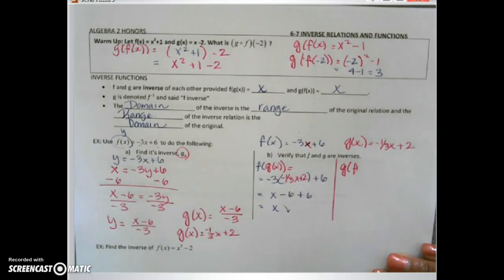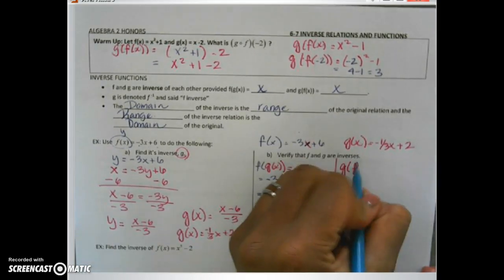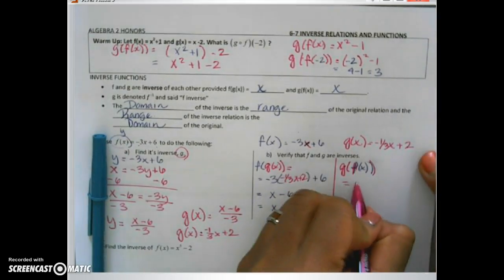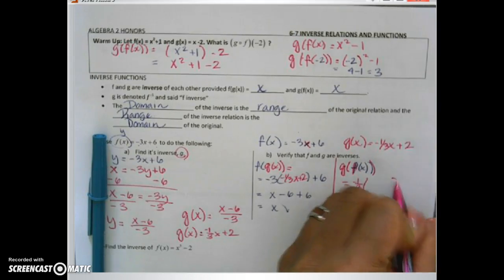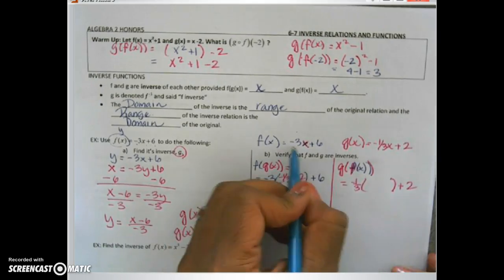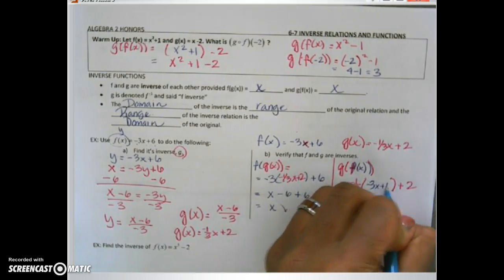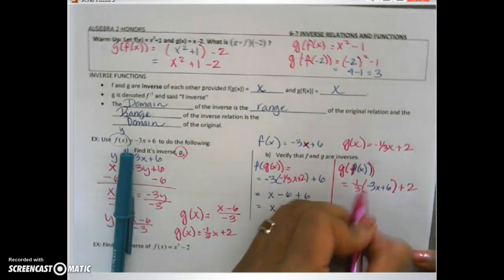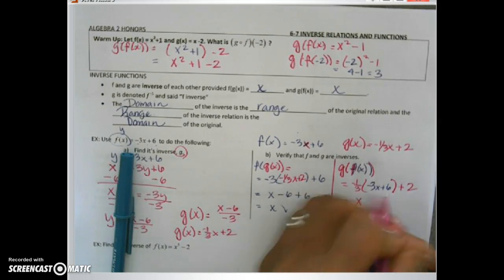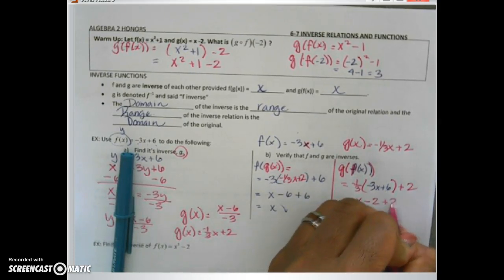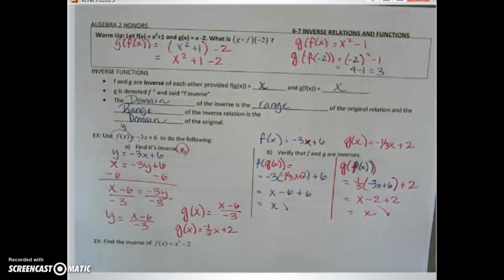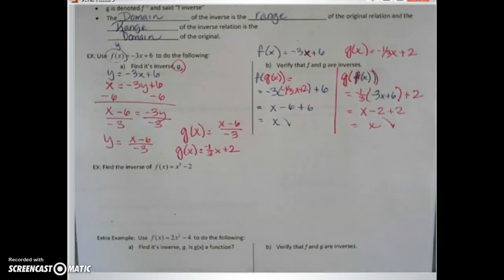So I'm going to plug in g of f of x, which means I'm going to rewrite this function, except now instead of x, I'm going to put f of x, negative 3x plus 6. I'll go ahead and distribute. Negative 1/3 times negative 3 is x. Negative 1/3 times 6 is negative 2, plus 2. Lo and behold, it equals x. We have verified. Okay. Next example.